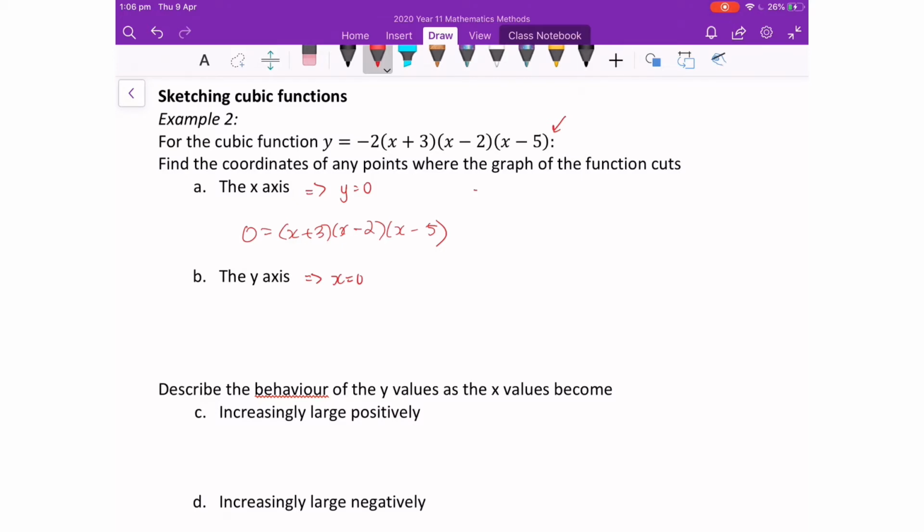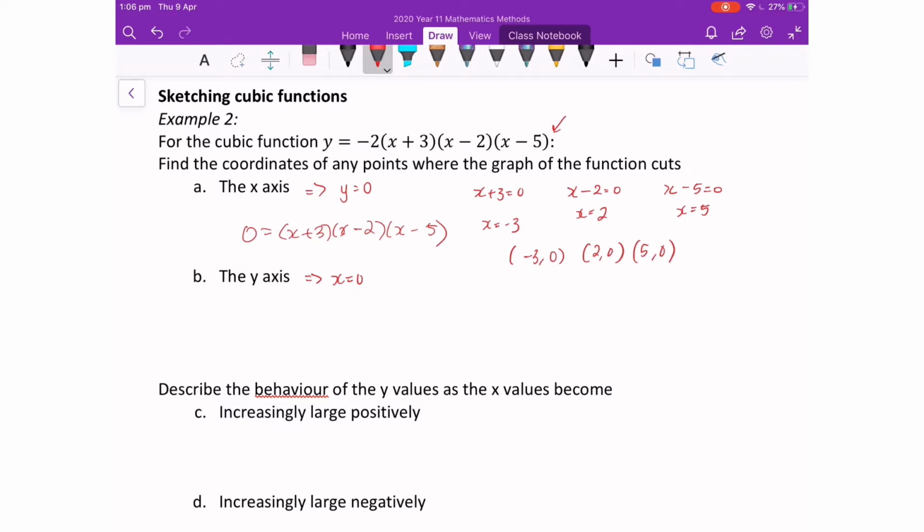So let's have a look. So x plus 3 equals 0, so x equals -3. X take 2 equals 0, or x equals 2. X take 5 equals 0, or x equals 5. So here are my roots. I've got (-3, 0), (2, 0), and then (5, 0). All right.